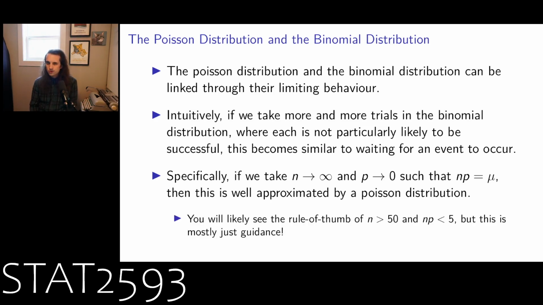And so the general rule of thumb that people give is if n is bigger than 50 and both n times p and n times 1 minus p are less than 5, then you can use this distribution here. Now, with all rules of thumb in statistics, this is just going to be general guidance. And the need for this type of approximation is actually minimized nowadays because we can just use software to compute all of these probabilities. But there are still going to be times where working with the Poisson distribution is slightly easier than with the binomial distribution. And so in those cases, it's good to know that they share a limiting distribution.